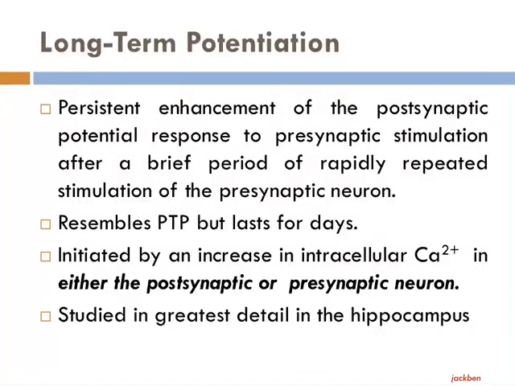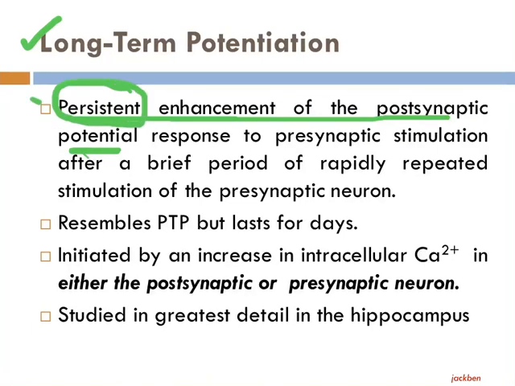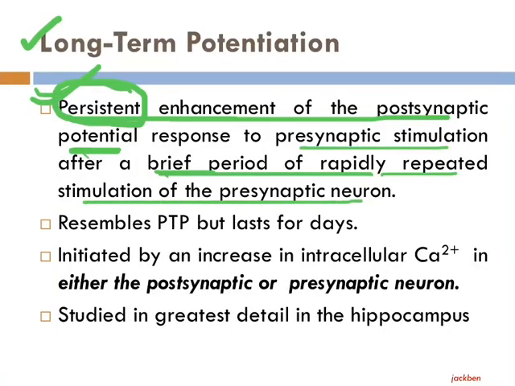Now, coming to the next term, that is long term potentiation. It means the persistent enhancement of the postsynaptic potential. The word persistent is the key word over here. If there is a persistently enhanced postsynaptic potential response to the presynaptic stimulation after a brief period of rapidly repeated stimulation of the presynaptic neuron, that is called long term potentiation.